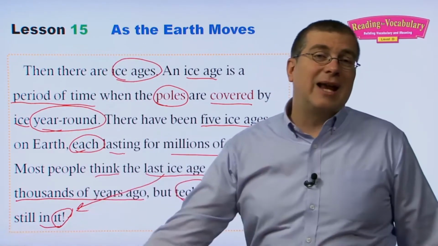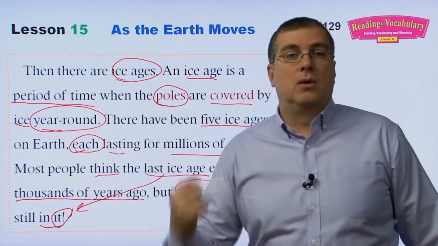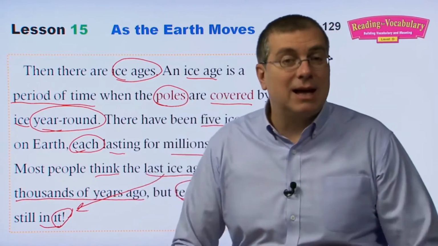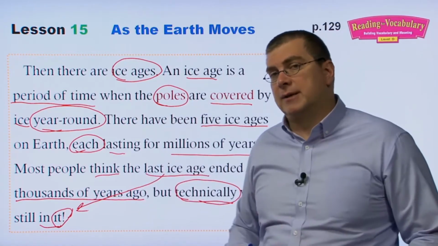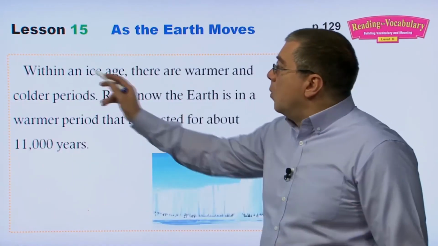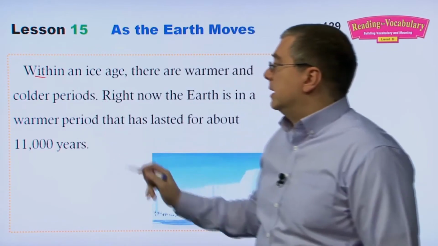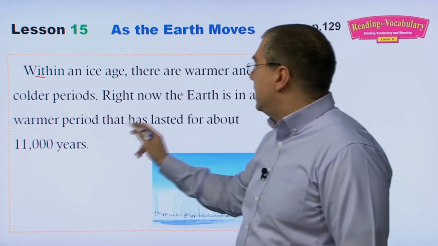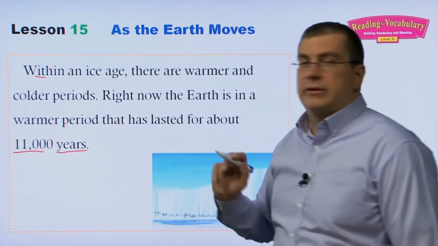There's still ice on Antarctica in the South Pole year-round. So technically, scientifically speaking, we are still in an ice age, which is interesting. Next one. Within an ice age, there are warmer and colder periods. Right now, the Earth is in a warmer period that has lasted for about 11,000 years.